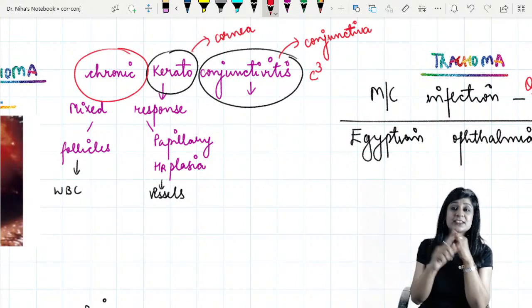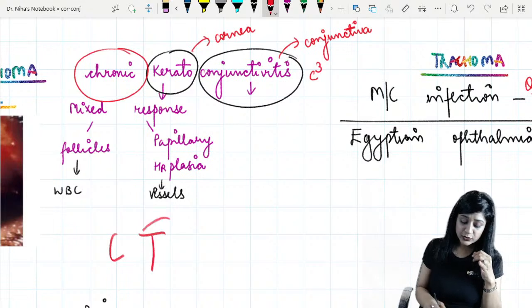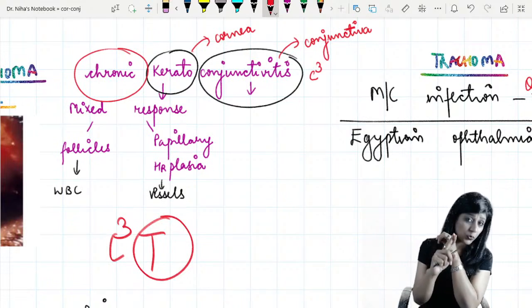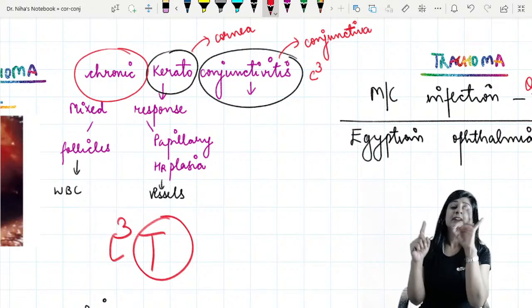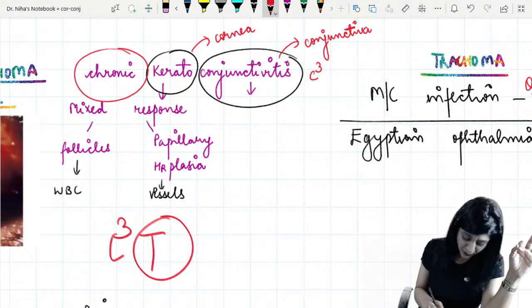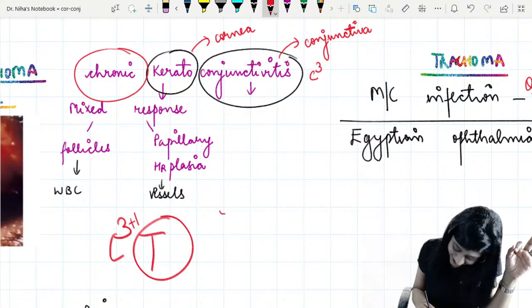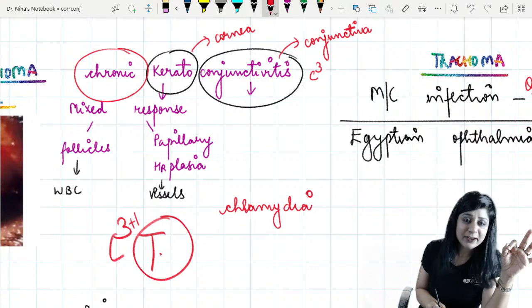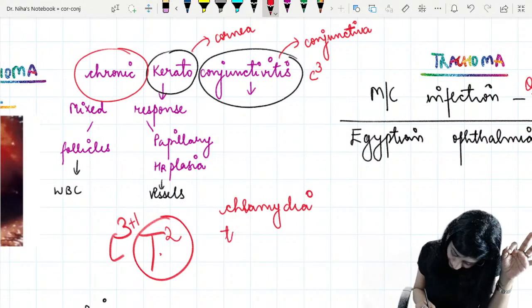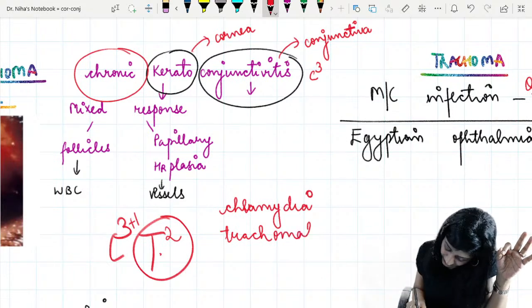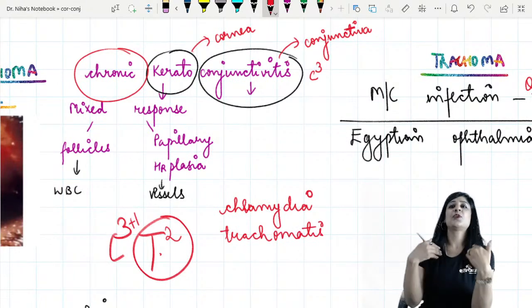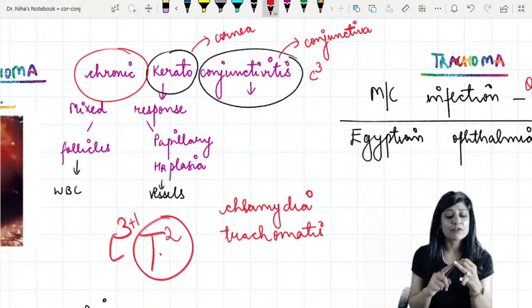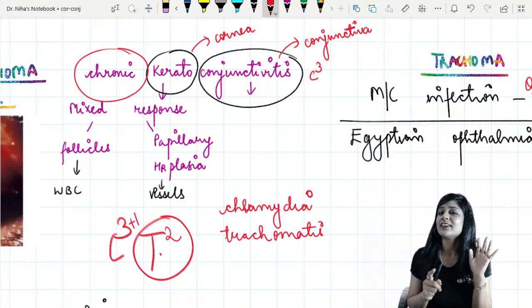So always remember CT, like CT scan, okay? T for trachoma and C3. C for chronic, C for cornea, C for conjunctiva, and C for chlamydia. C for chlamydia and T for trachomatis, so it becomes Chlamydia trachomatis, CT. T for your trachoma, and then C for cornea, C for conjunctiva, and C for chronic.